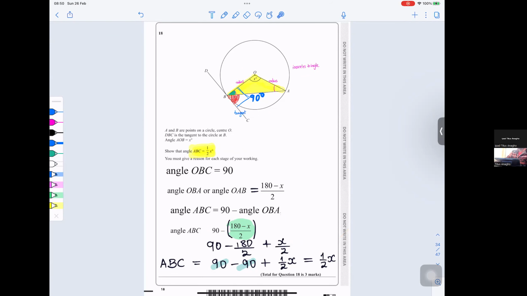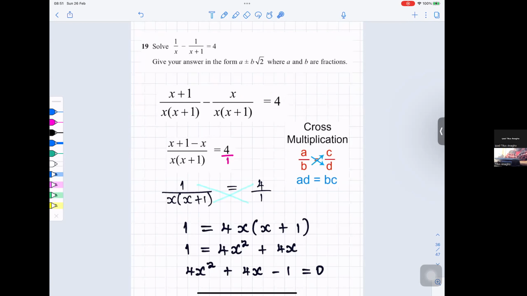Question number 19. Solve 1 over x minus 1 over x plus 1 equals 4. Give your answer in the form a plus or minus b root 2, where a and b are fractions.